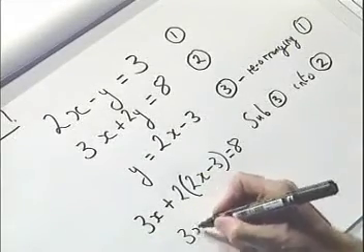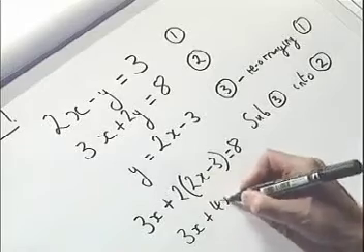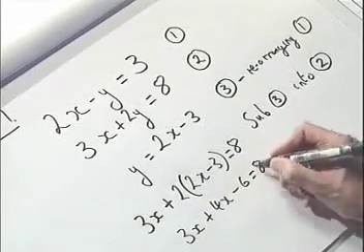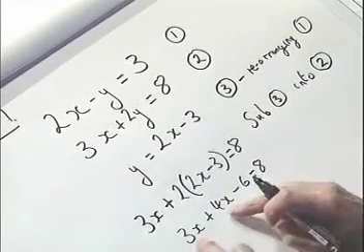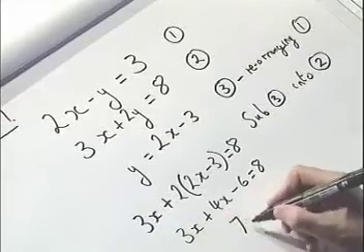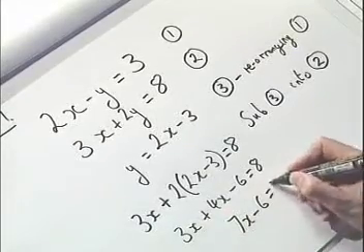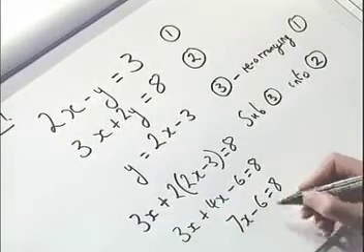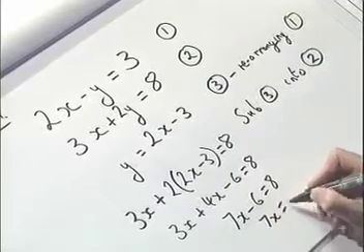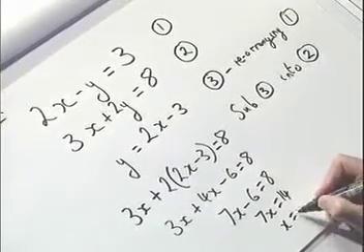Multiply out the brackets. 3x plus 4x minus 6 equals 8. Gather the x's together. 7x minus 6 equals 8. Add the 6 to each side. 7x equals 14, and so x must be 2.